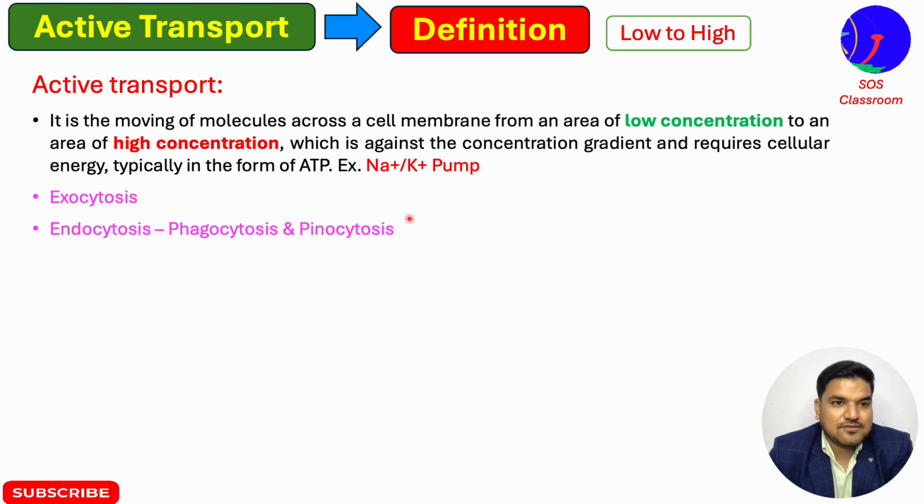What are the examples of active transport? Exocytosis and endocytosis. Exocytosis means movement of molecules from the cell toward the outside of the cell. And endocytosis means movement of molecules or substances from the outside environment, that is extracellular fluid, to the inside of the cell, that is cytoplasm.